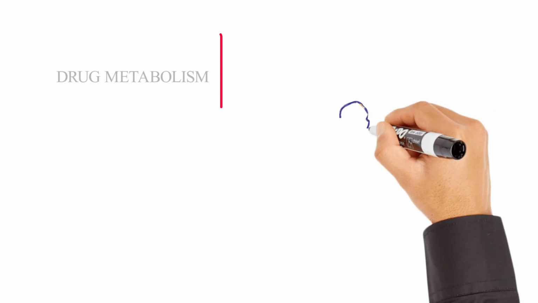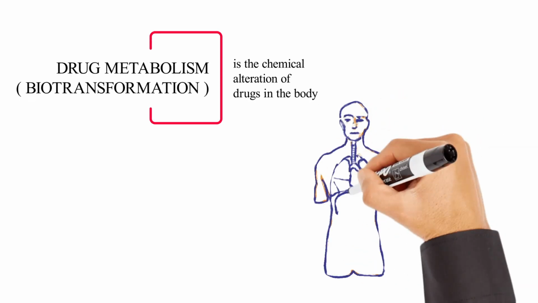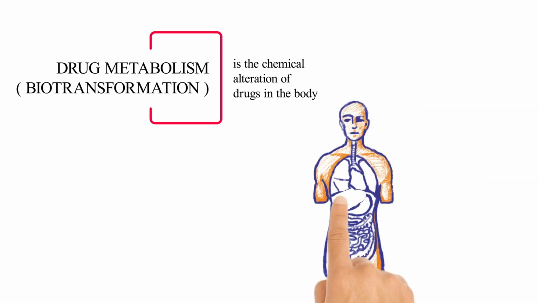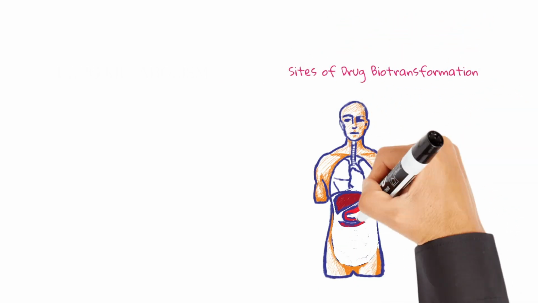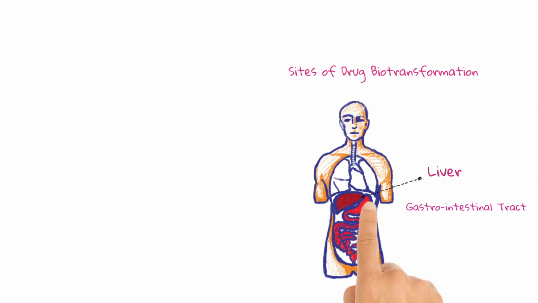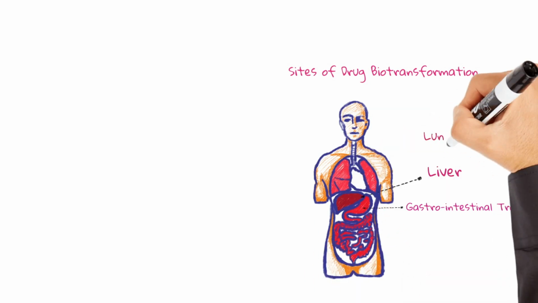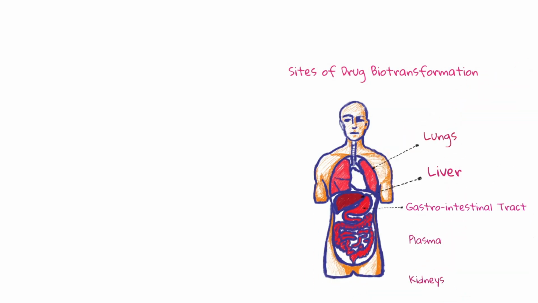Today we will discuss drug metabolism or biotransformation. This topic appeared several times in short answer questions in the past and may show up in the future. Drug biotransformation or metabolism is the chemical alteration of drugs in the body. The main site of drug metabolism in the body is the liver. Other sites include the gastrointestinal wall, plasma, lungs, and kidneys.